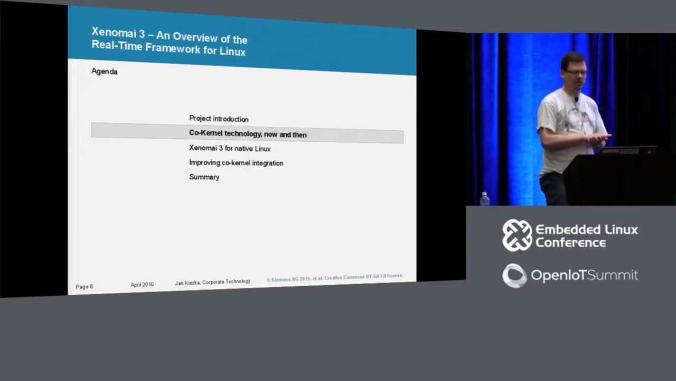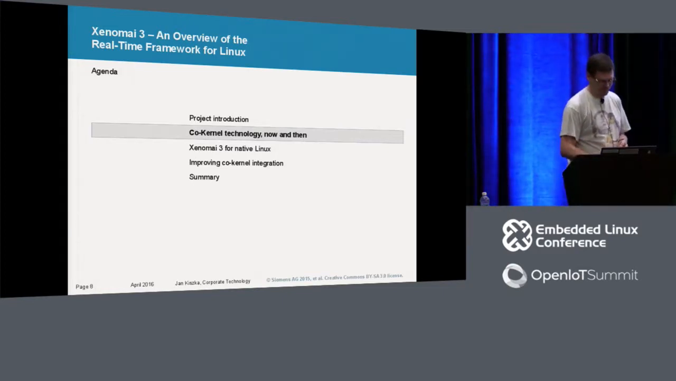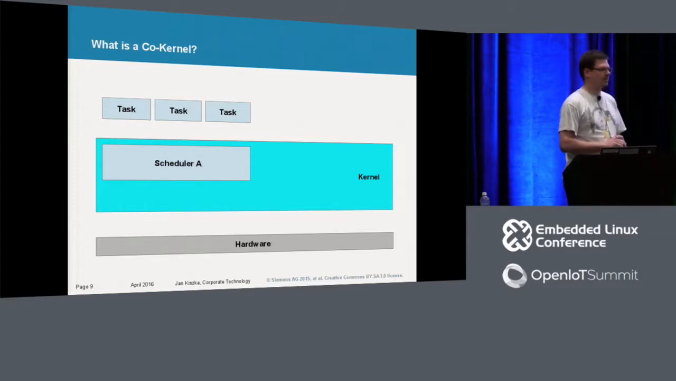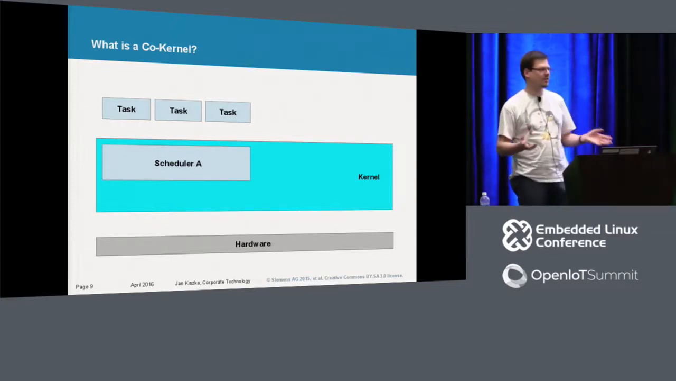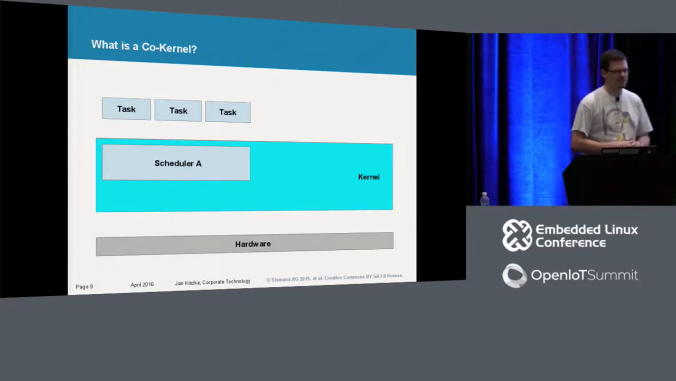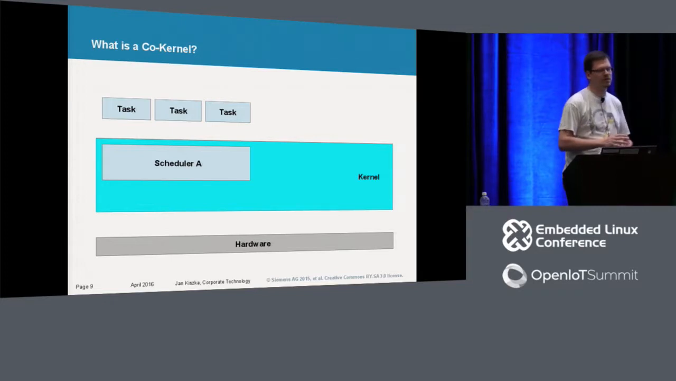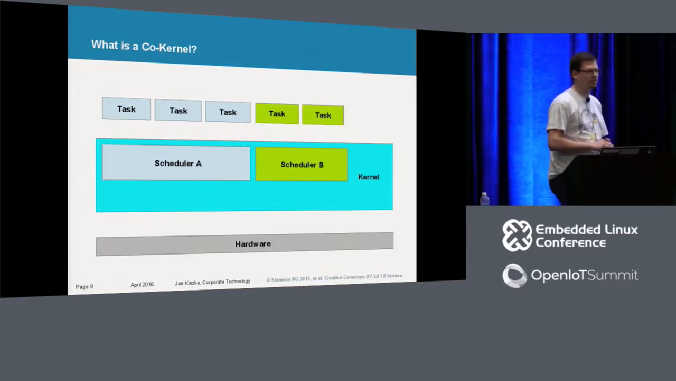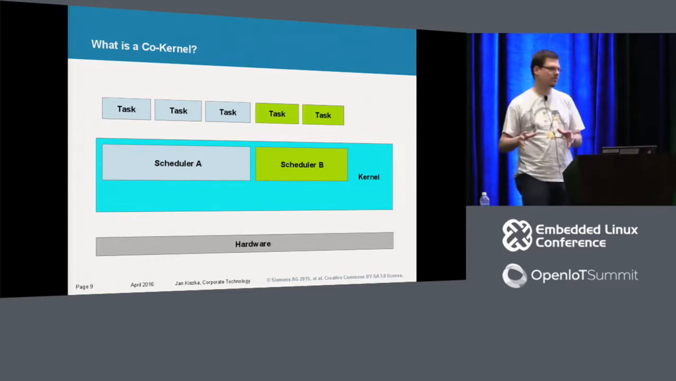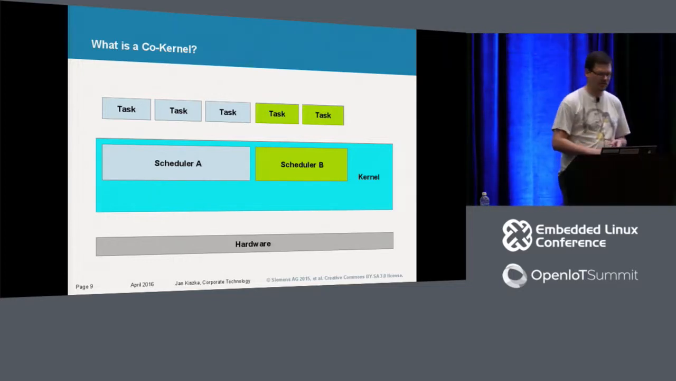So let's look a little bit at the technology behind it, specifically the co-kernel technology. What is it? Normally, if you look at a Linux system, you have the kernel, you have a scheduler, and the scheduler schedules tasks on it. Well, that's fine for some purposes. When it comes to real time, we need to do something more. There's PREEMPT-RT going on to improve the situation for hard real time. Before that, and even nowadays, there's also the approach to do it with a co-kernel, with a second scheduler, basically, scheduling a separate set of tasks besides the Linux scheduler.